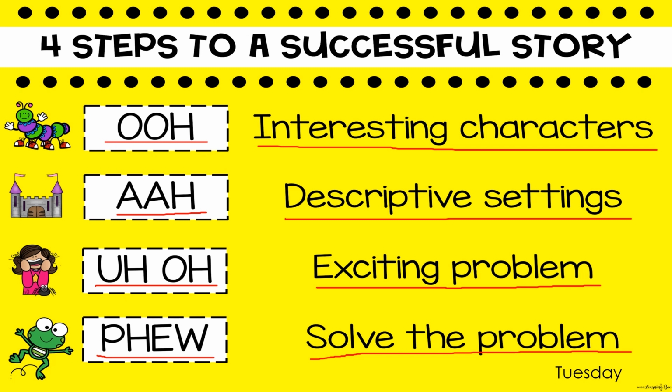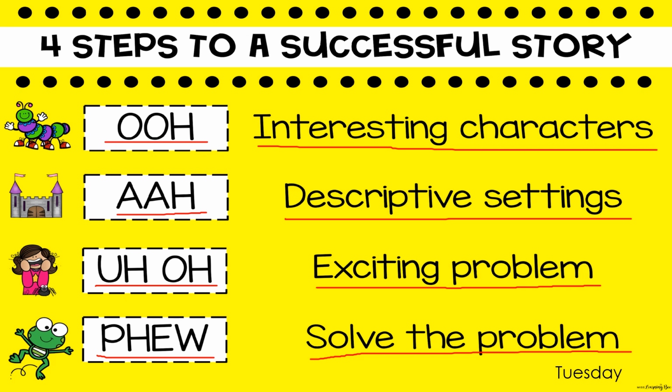So if we think about the story of Little Red Riding Hood, some interesting characters there were Little Red Riding Hood, Grandma, and the Big Bad Wolf. The Big Bad Wolf was particularly interesting, wasn't he? Because he was so scary and evil. And the setting was the forest or the woods that Little Red Riding Hood was living in and where she walked through to get to Grandma's house. And it was quite scary in that forest, wasn't it? That's where she came across the big bad wolf.